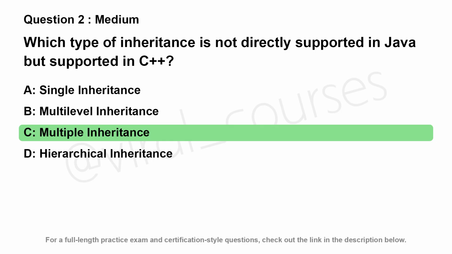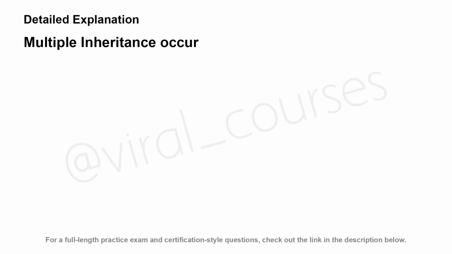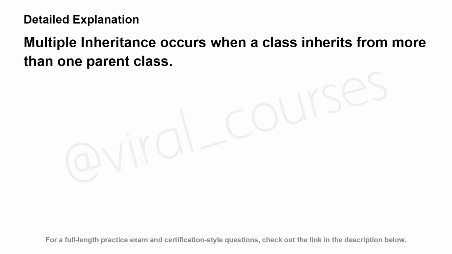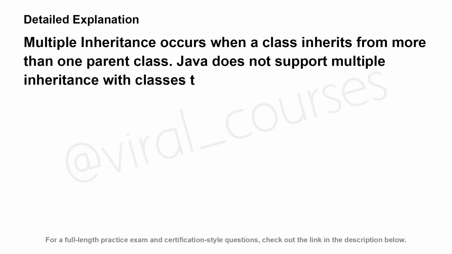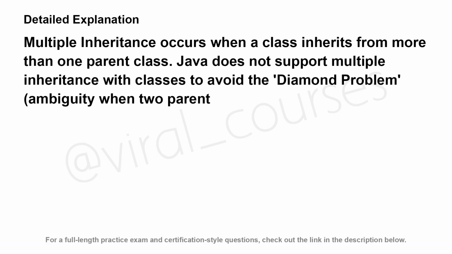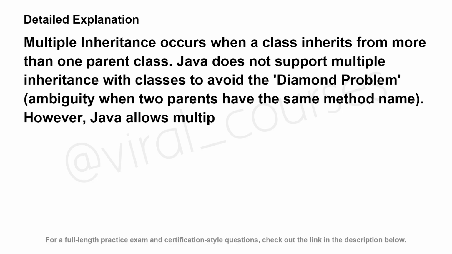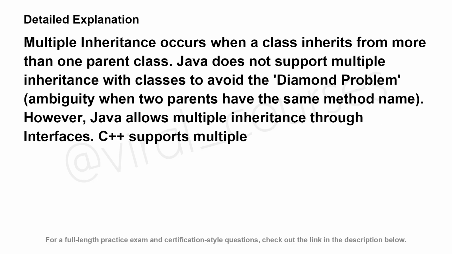The correct answer is C. Multiple inheritance occurs when a class inherits from more than one parent class. Java does not support multiple inheritance with classes to avoid the diamond problem. Ambiguity when two parents have the same method name. However, Java allows multiple inheritance through interfaces. C++ supports multiple inheritance directly.